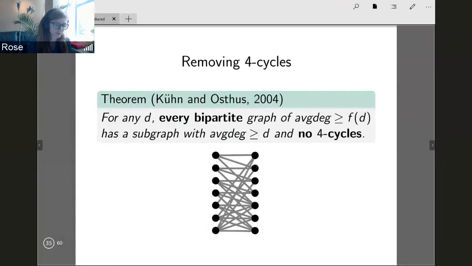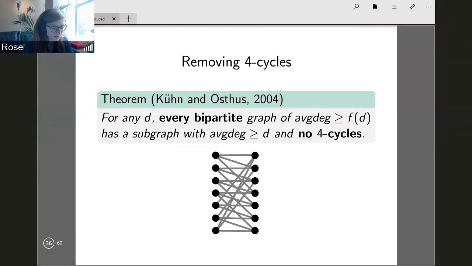And the second step would be to remove 4-cycles, because those are the smallest cycles in a bipartite graph. There's a theorem of Kühn and Osthus from 2004, which says that for any d, every bipartite graph of sufficiently large average degree has a subgraph of average degree at least d and no 4-cycles. So they showed that you can get rid of 4-cycles. Again, the picture is that you take a subgraph to get rid of the 4-cycles. And this graph actually doesn't have any 4-cycles, but I'm not going to challenge anyone to check.